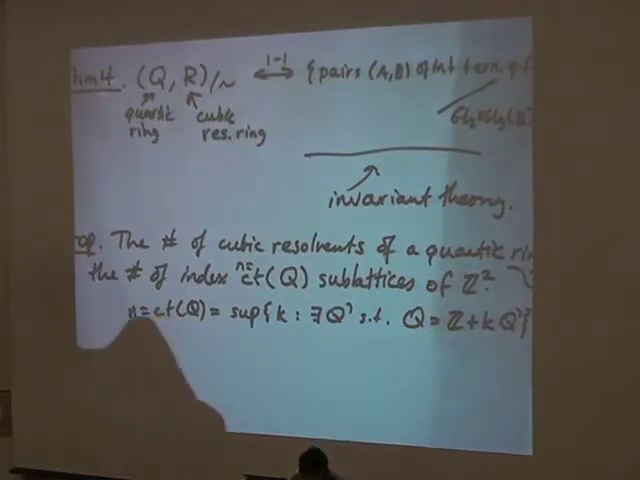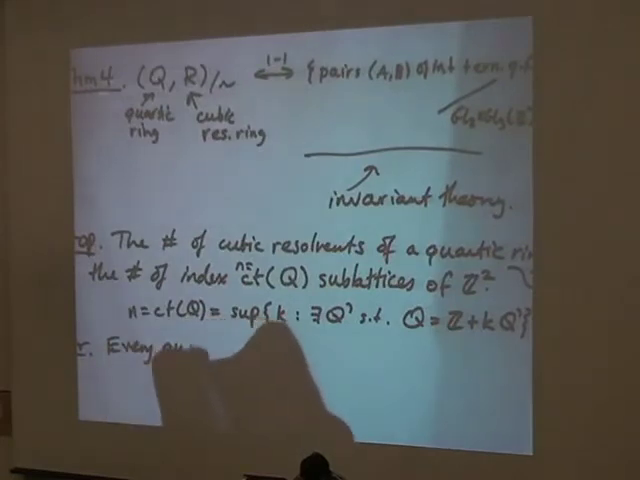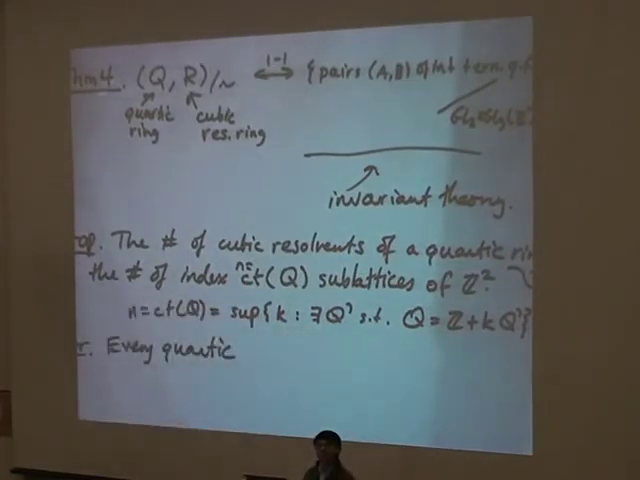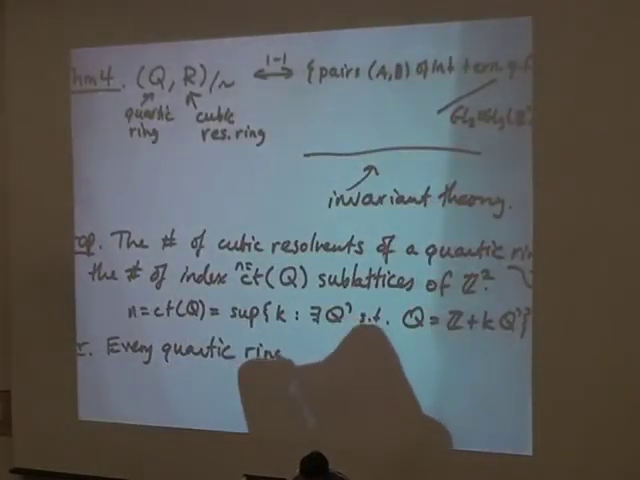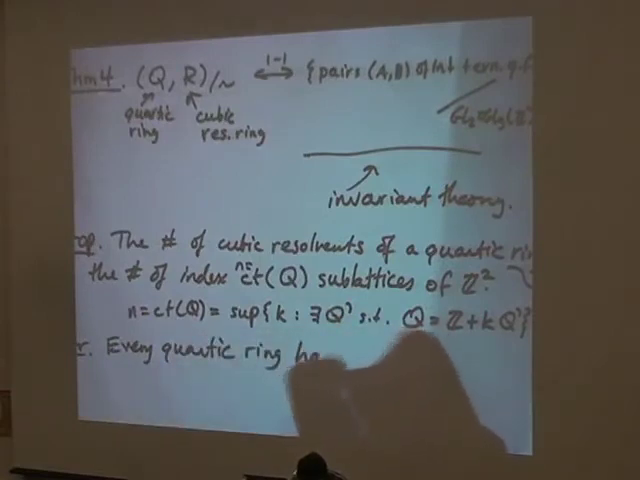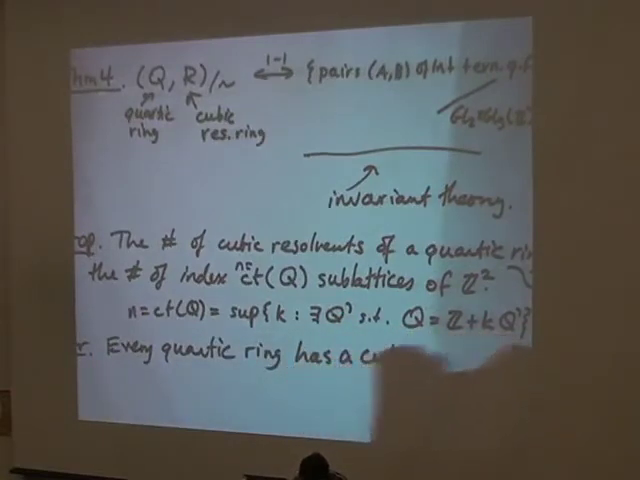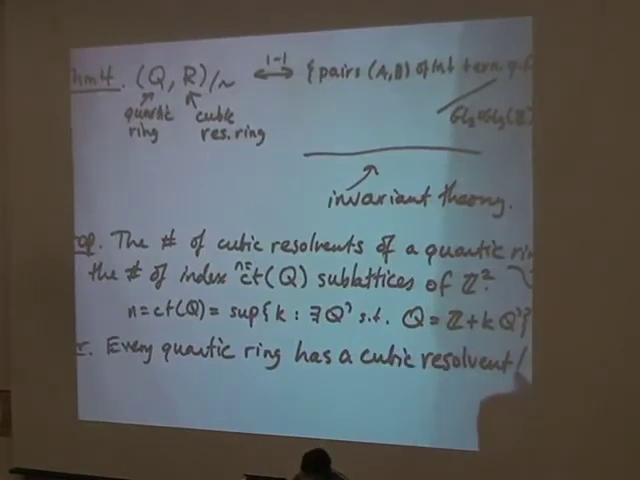So a corollary is that every quartic ring has a cubic resolvent, and this was not obvious at all from the algebraic definition. From the algebraic definition of a cubic resolvent, it wasn't clear that any cubic resolvents existed. But once this correspondence is there, the invariant theory tells you this theorem, and so we find that every quartic ring has a cubic resolvent. Something that was obvious in the quadratic case is not as obvious here: in the cubic case, it was obvious that there was a quadratic resolvent, but in the quartic case, it's not obvious that you always have a cubic resolvent.